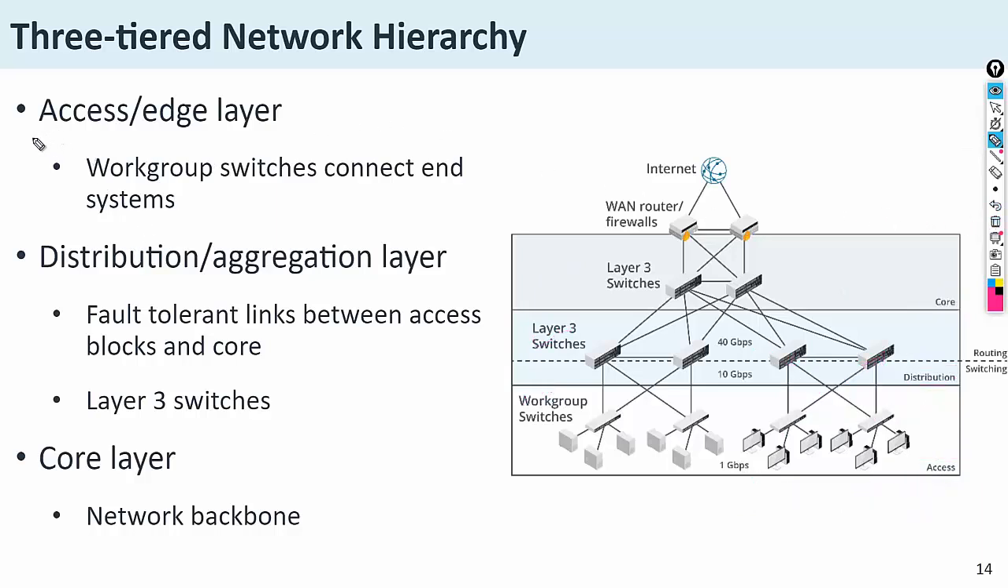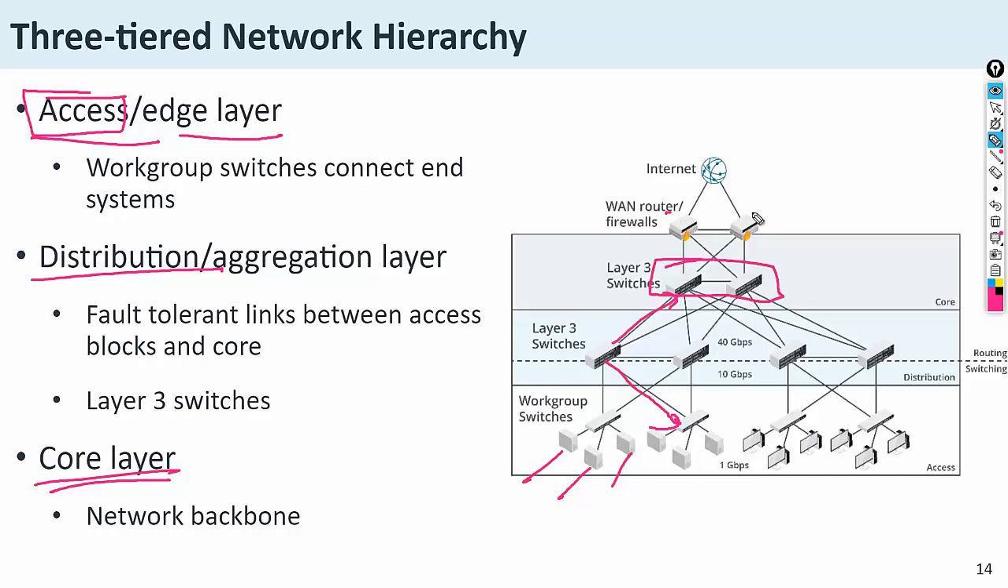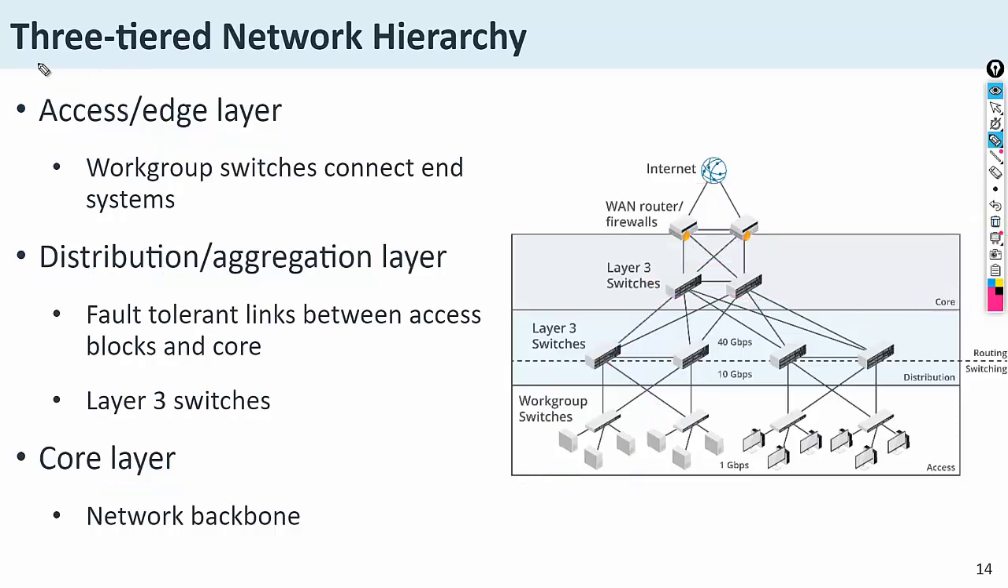The access or edge layer is the layer directly connected to the end devices. Another is the distribution layer. One link is connected to the layer 3 switch and another link is connected to the access switch. And the core layer is directly connected to the WAN routers. That is the reason it is called the core switch. Now, coming to another point: here it is 3-tiered.